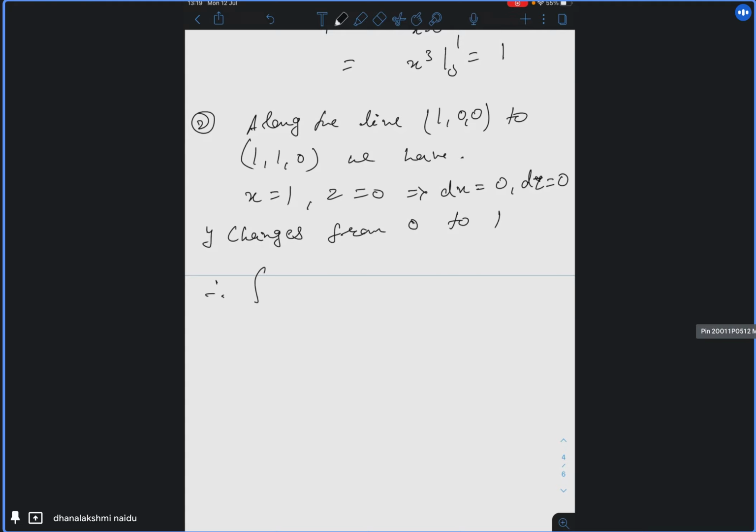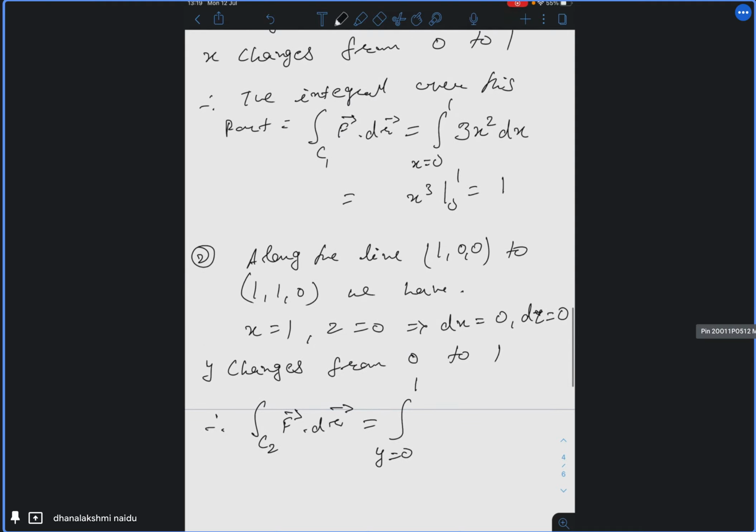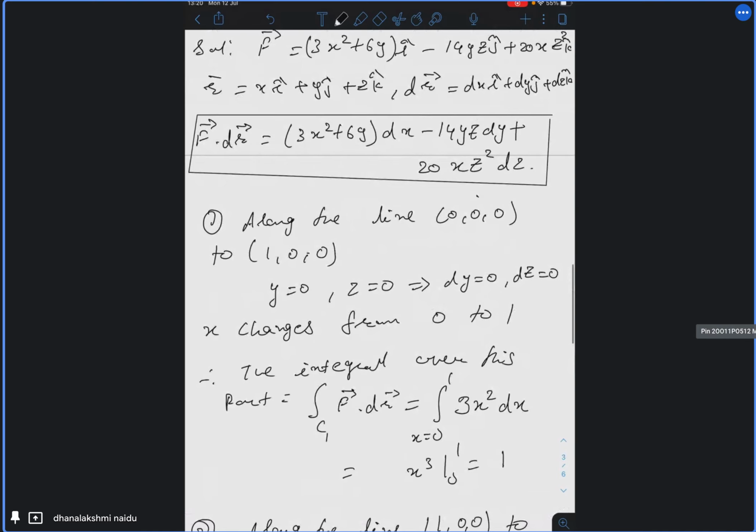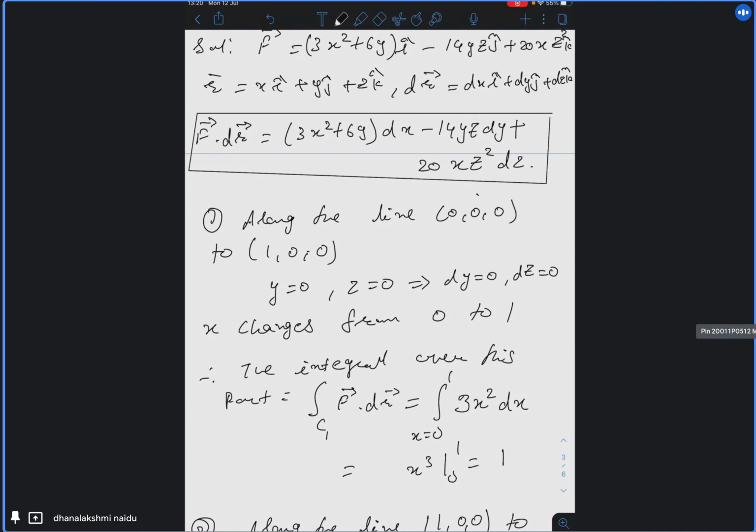So therefore the integral over the next line of f bar dot dr bar will be equal to integral, y is equal to 0 to 1. Now let us substitute these values in f bar dot dr bar. Now you see dx is 0 even though x is 1, but overall this whole thing will be multiplied with dx, so that part will be 0.